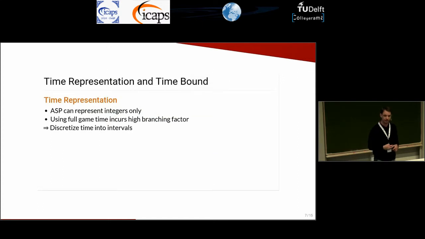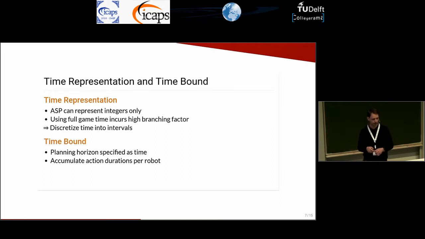Okay, so how do we represent time? Because that is one of the major issues that we faced. So ASP can handle integers only unless you use theories, which we didn't in this work. So if we use the full game time, which is 900 seconds, in just seconds value, the branching factor gets too large, the progression requires too many updates, and then we just can't do it. So what we did is we discretized time into intervals, and we ran several experiments to determine a good discretization based on this very domain.